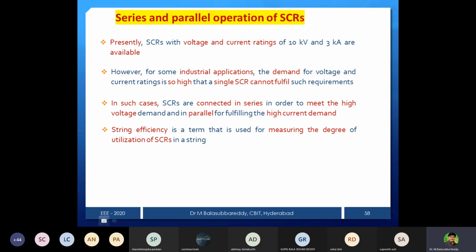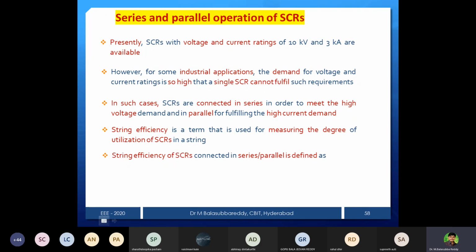String efficiency is a term used for measuring the degree of utilization. Degree of utilization of SCRs means how best you are utilizing the devices. In some cases the devices are there but you are not utilizing the full rating. Or otherwise, you need only 10 SCRs in parallel, but if you connect 20 SCRs in parallel, there also you are not utilizing the full rating properly. If string efficiency is 100%, then utilization is also full.